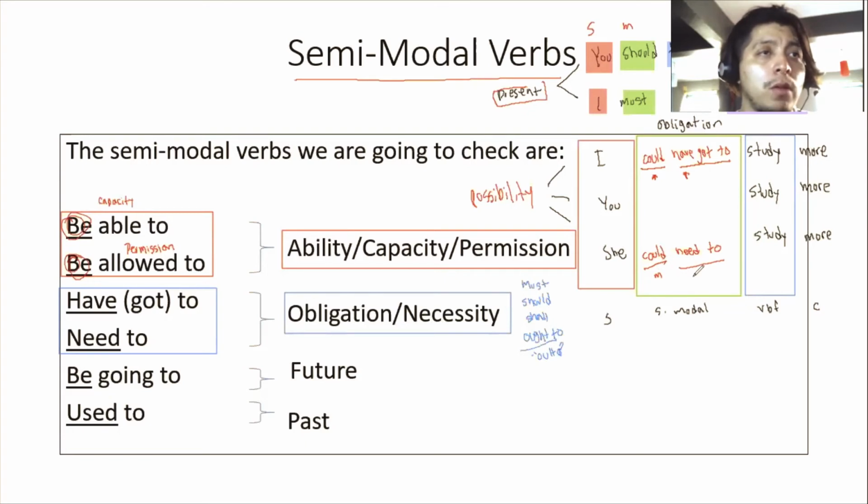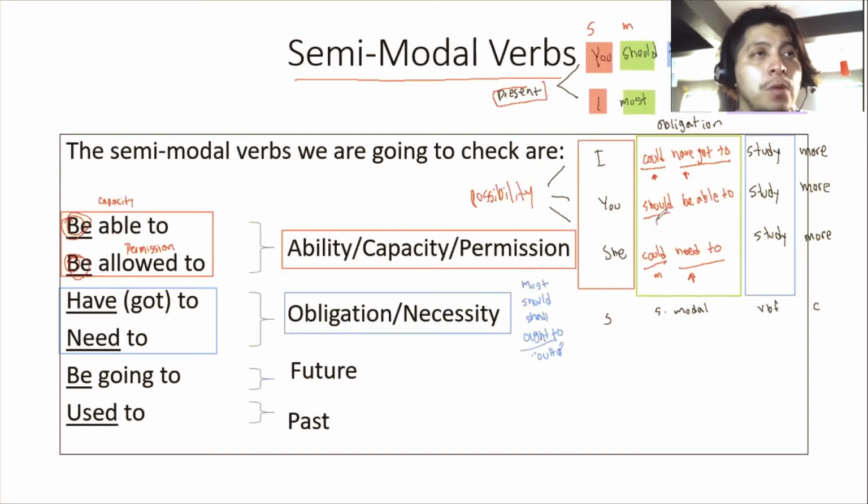Because you have a modal verb, this is always in the base form. You never use the S. It's the third person, but you don't need an S because you have a modal verb, okay? Let's do something opposite. You should be able to study more.